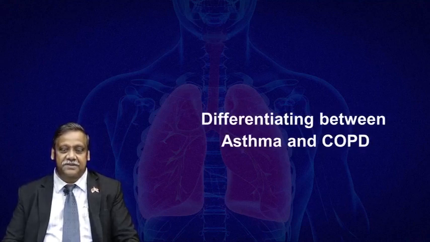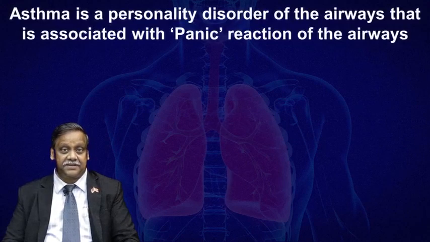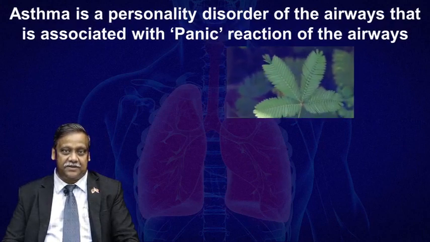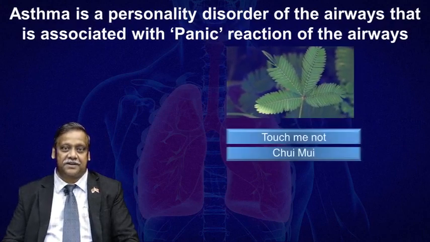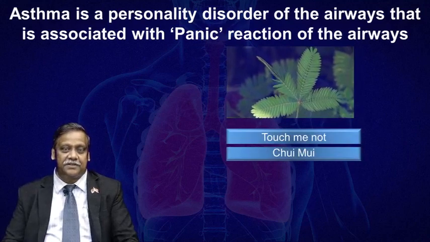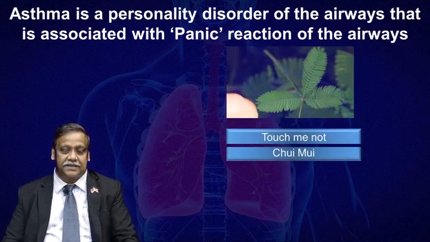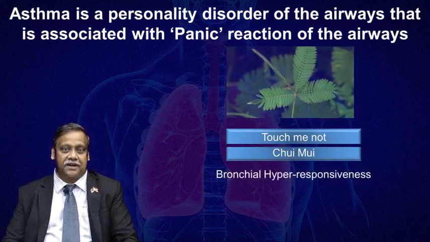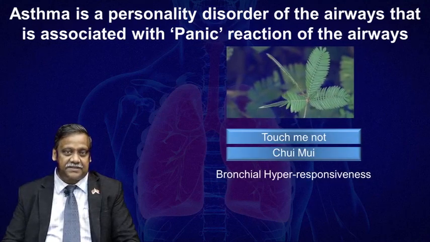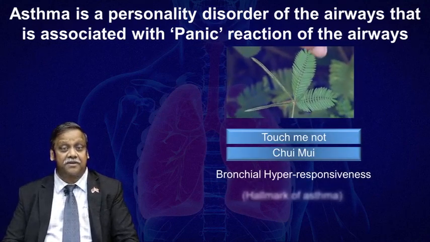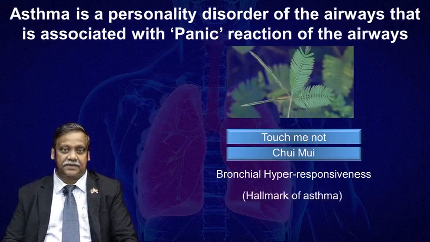You have heard from the previous talks that asthma is a personality disorder of the airways that is associated with a panic reaction of the airways. And this is beautifully shown by this example over here of the touch me not plant. The moment you touch it, all the leaves start closing. This is classically called bronchial hyperresponsiveness and is the characteristic or the hallmark feature of asthma.